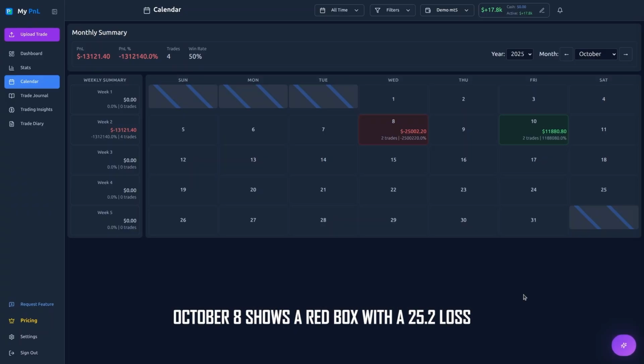October 8th shows a red box with a $2,502 loss from 2 trades. Then October 10th, big green box with an $11,880 profit from 2 trades. That's my best day. Weeks 3, 4 and 5 are all zeros, no trading activity.